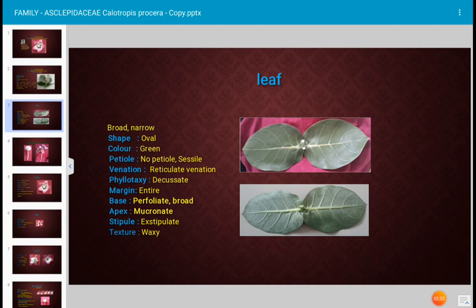Venation of the leaf is reticulate. Reticulate, a network of veins is present in the leaf. That is, reticulate venation occurs in the leaf of Calotropis procera, family Asclepiadaceae.